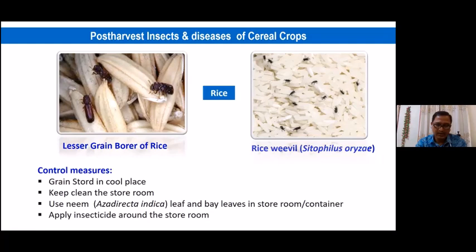The storeroom needs to be clean all the time. Some botanicals, say neem leaf or bay leaf, can be used in the storeroom to avoid these insect pests. And finally, some insecticide can be applied around the storeroom.